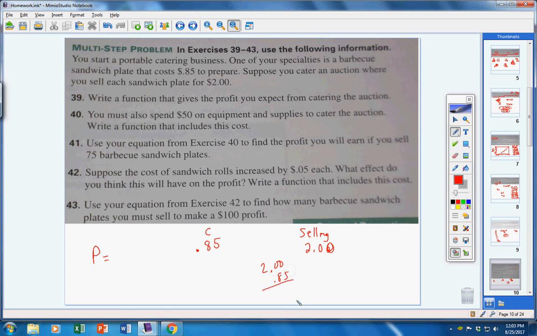Okay? And you're making $1.15 for every plate. So your profit is $1.15 per plate. Now, it's not the best to use the same letters in the same equation, but capital P stands for your profit. Little p stands for the number of plates, okay? So every plate that you sell gets multiplied by $1.15. So there's my function. We're good, okay?